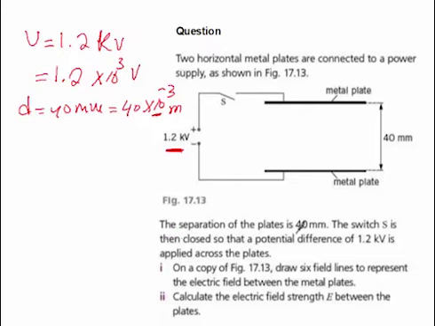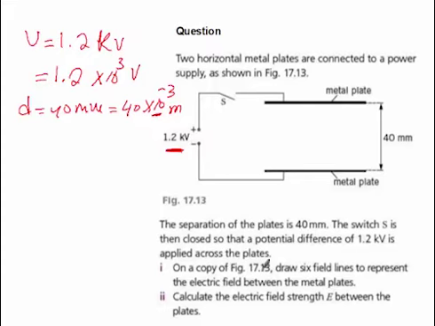So the separation is 40 millimeter. The switch is then closed. When we are closing the switch, this plate will become charged with a positive charge. This will become charged with a negative charge. So you have 2 parallel conductor plates, one with positive charge, another with negative charge. It means that there is a uniform electric field between them.